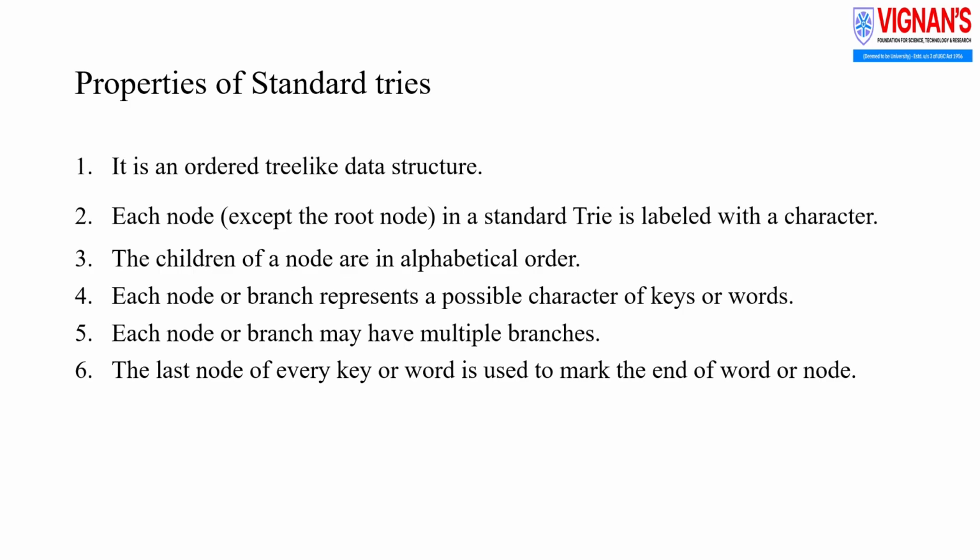Properties of standard tries. A standard trie is an ordered tree-like data structure. Each node, except the root node, is labeled with a single character. The children of a node are arranged in alphabetical order. Each node or branch represents a possible character of keys or words. A node or branch may have multiple branches depending on the number of possible characters. The last node of every key or word is used to mark the end of that word.